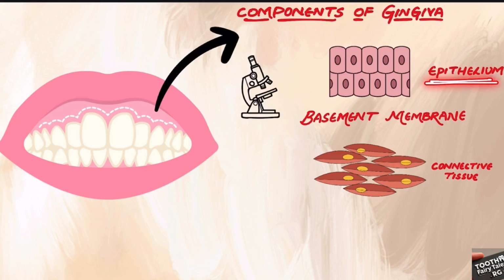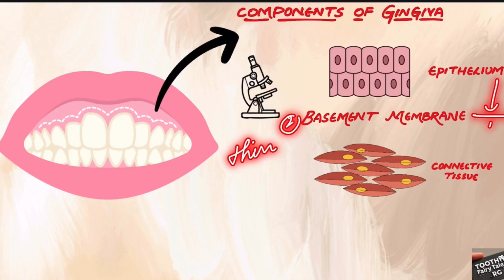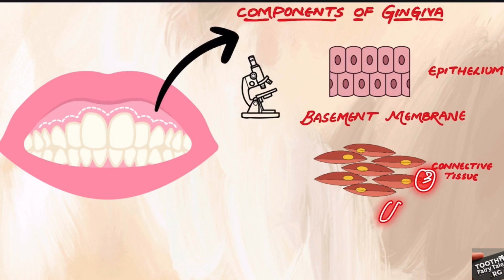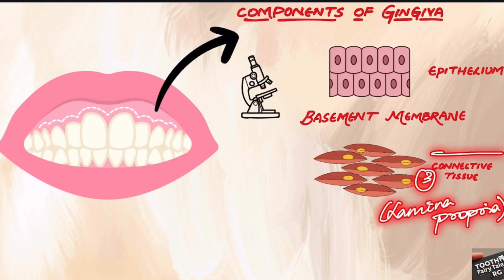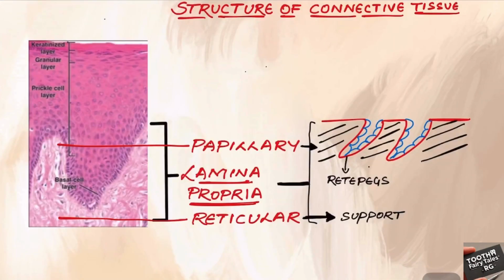Epithelium is the outer covering of the gingiva. Basement membrane is a very thin layer that is present between the epithelium and the connective tissue. And third is connective tissue, which is also called as lamina propria. This is present just beneath the epithelium.